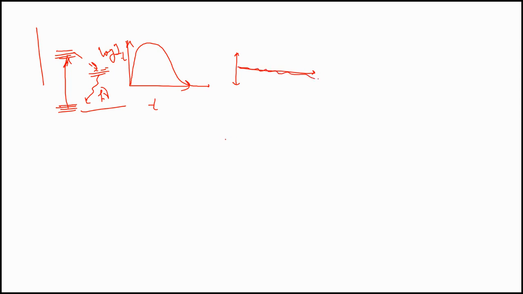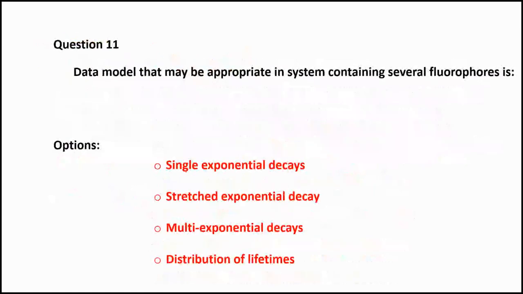If you remember what we saw in the lectures, if instead of this line you have some line which goes like this and then goes straight, then you do not consider this a good fit at all. There is some factor which you need to change so that you get a good fit. Now, here they asked for the data model appropriate for a system containing several fluorophores. For several fluorophores, single exponential decay would not work. So the model that fits is the multi-exponential decay.